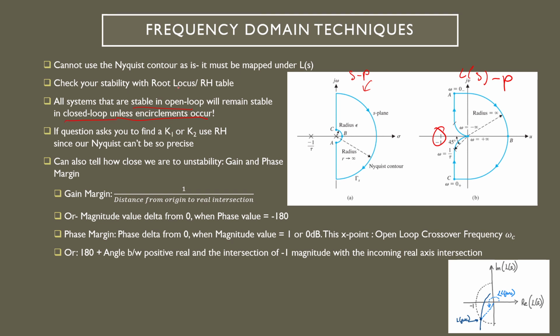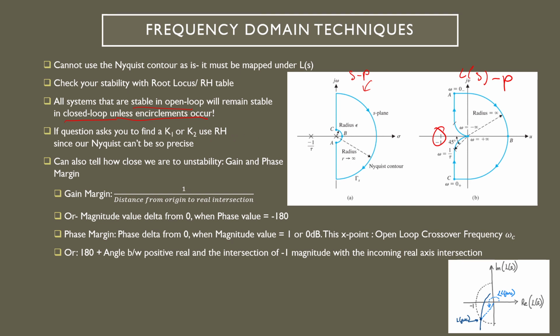If you are ever struggling with these frequency domain questions, feel free to check your answers with root locus and the RH table. In fact, there is a question in the exam which asks you to find a K1 or K2. Just use the RH in that case, since the Nyquist can't be precise enough to do it. So that's what they expect you to do, actually.